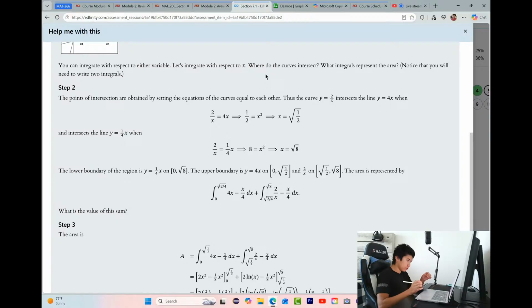Okay, here we go. It's a little more sense. The curve 8 over x intersects the line y equals 7x when x equals square root of 1/2, and y equals 2x intersects the line 1 over 4x, so let's set up some equations. 1 over 7x, so 8 times 7, what is that? 56 equals x squared, and x equals square root of 56. Good.